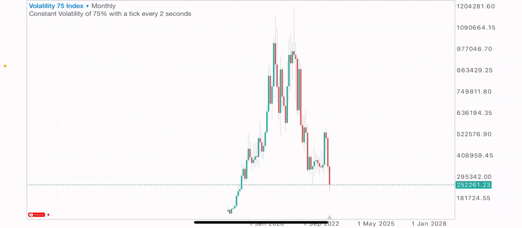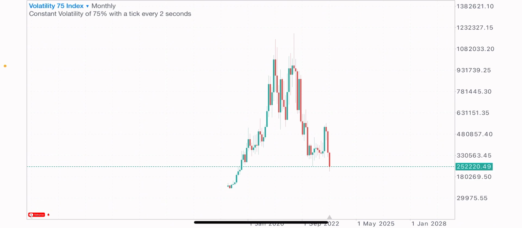So coming to the monthly time frame, because whenever I want to analyze the market, I start from a higher time frame. It can be the monthly time frame, the weekly time frame, or the daily time frame. So on this analysis, we'll be analyzing from the monthly time frame.